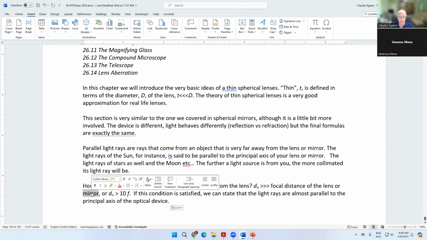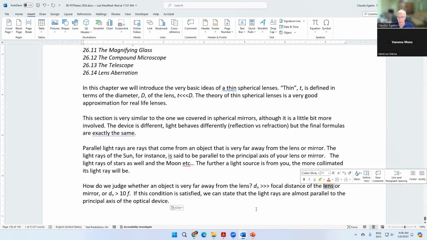By the same token that a mirror has a focal distance, a lens also has a focal distance. And we can approximate that to 10 times the focal distance. If this condition is satisfied, we can state that the light rays are almost parallel to the principal axis of the optical device. And we have different types of lenses.